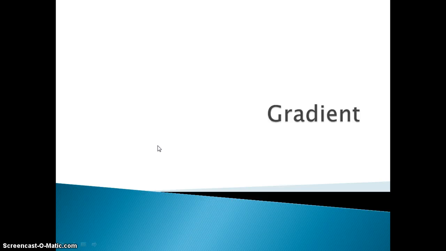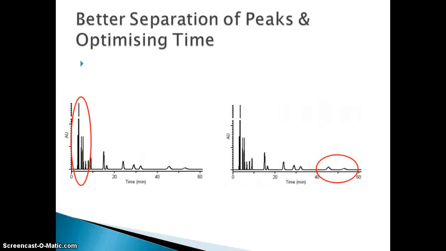So this is my SDL for gradient HPLC. Many of the problems associated with isocratic HPLC analysis can be overcome using gradient HPLC. For gradient HPLC, you're basically altering the mobile phase composition during the analysis, and you normally do this by increasing the amount of organic modifier.